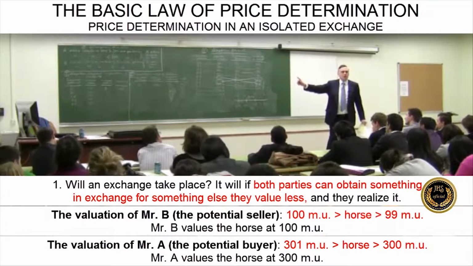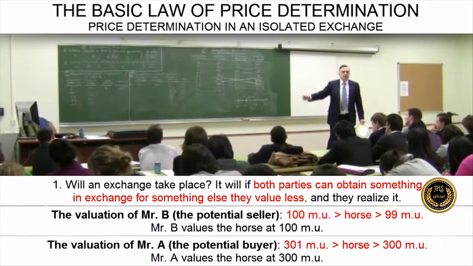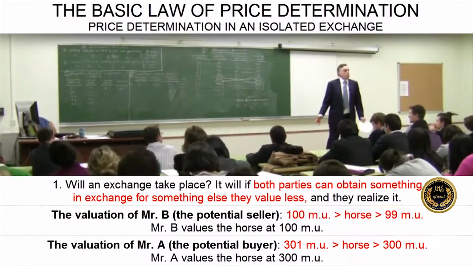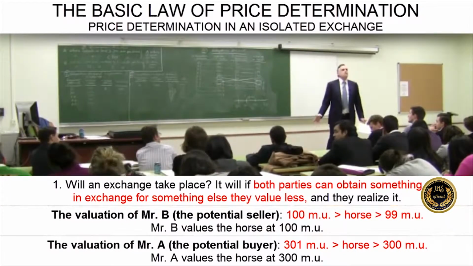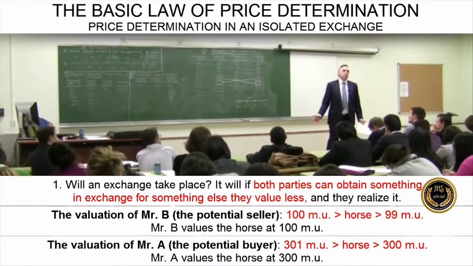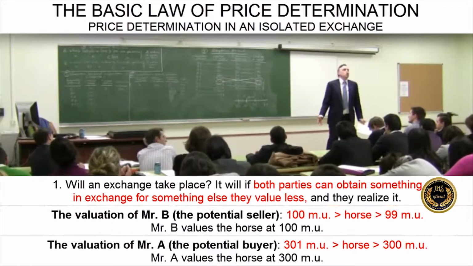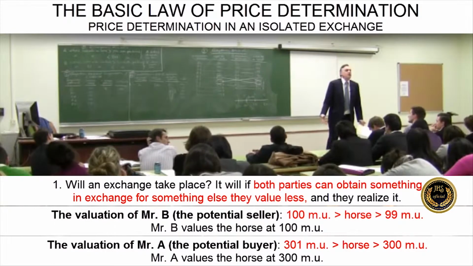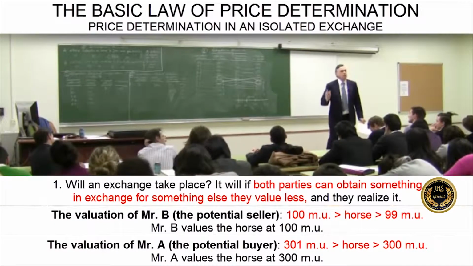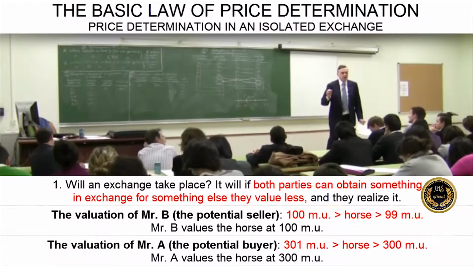In short, Mr. A is very eager to buy the horse, and he is willing to offer a lot, up to 300 monetary units. And Mr. B is very eager to obtain monetary units. He is willing to sell his horse for even as little as 100 monetary units. There is inequality in subjective valuations, and hence the first necessary condition for an exchange to occur is already met.